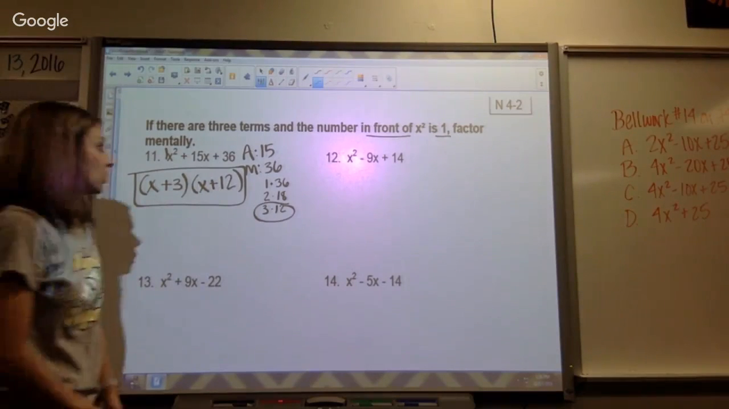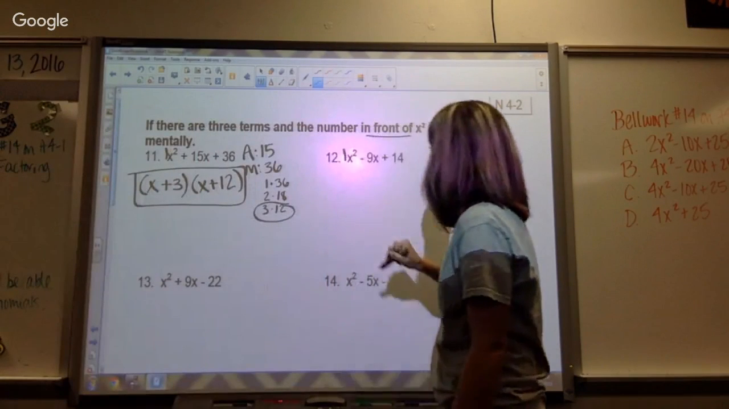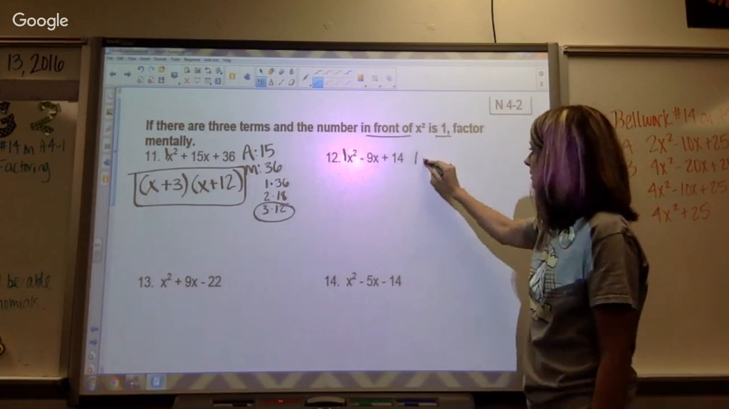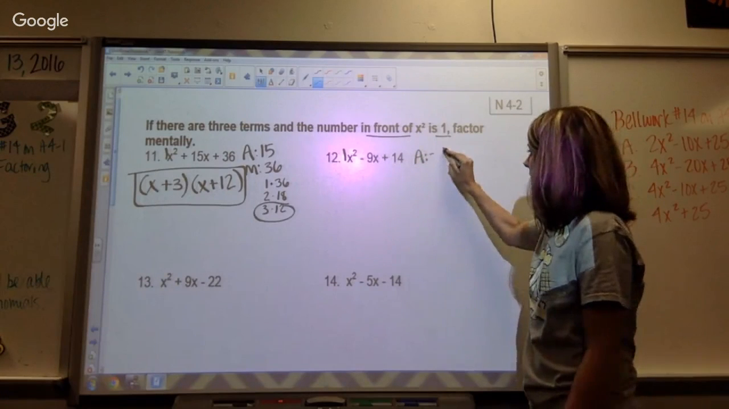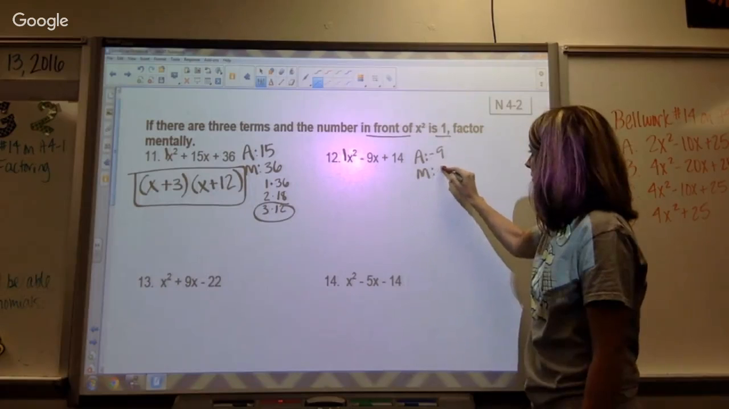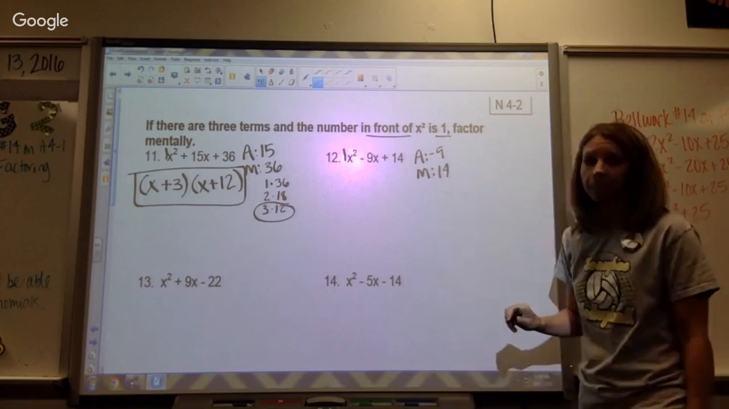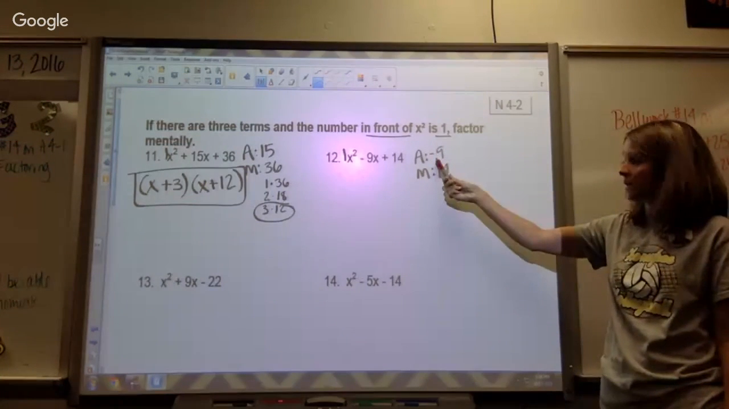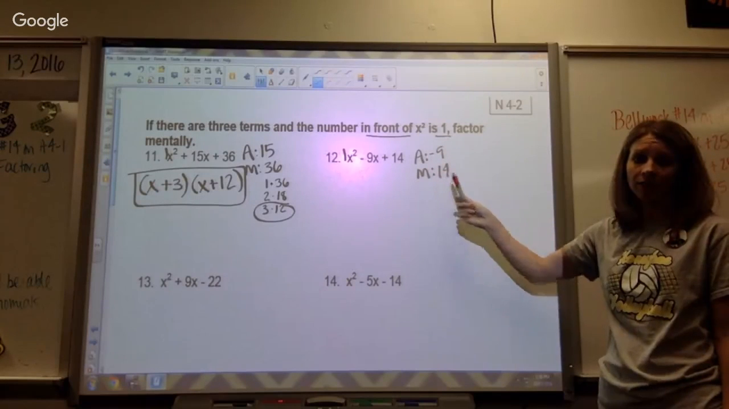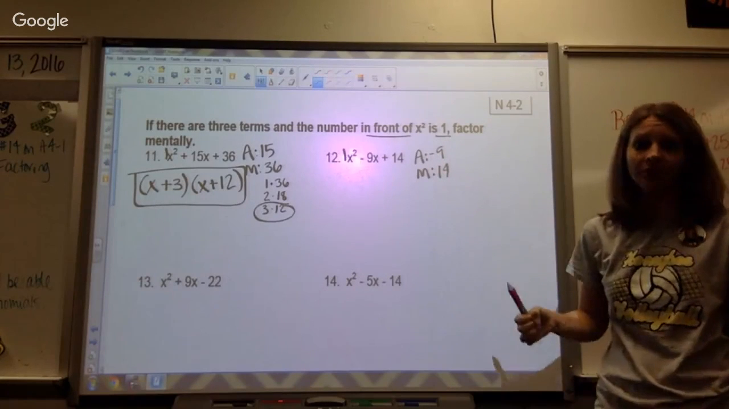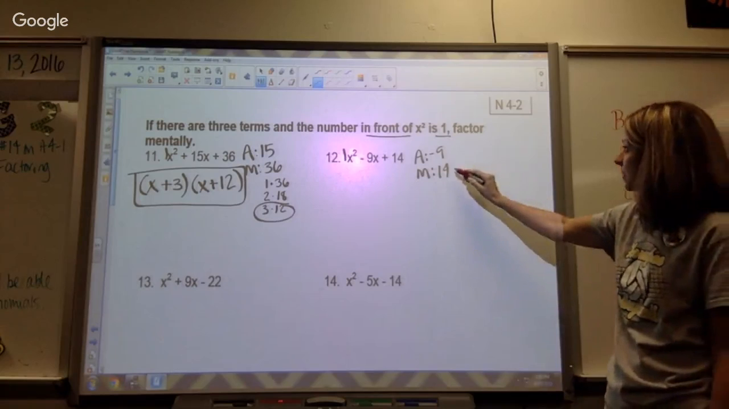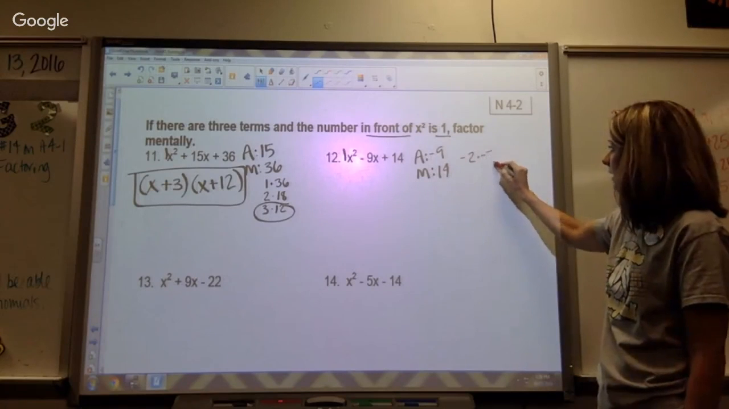Okay, so notice we have 3 terms again on number 12, and that number in front of x squared is a 1. So we want to add to negative 9, multiply to positive 14. If you're wanting to add to get a negative and multiply to get a positive, that means both of the numbers would have to be negative. So that would be negative 2 and negative 7.